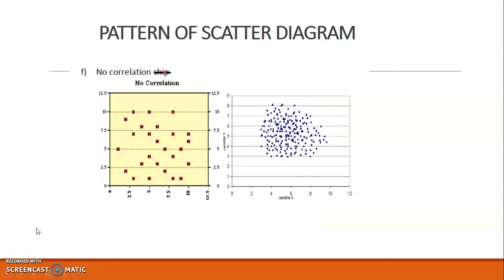Okay, next, when your scatter diagram does not show any pattern, we can conclude that the two variables have no correlation or no relationship. Okay, so your scatter diagram might look like this. The pattern is very hard to identify whether it is increasing or decreasing. So this one we can conclude that this graph shows no pattern at all, so no correlation between the two variables.